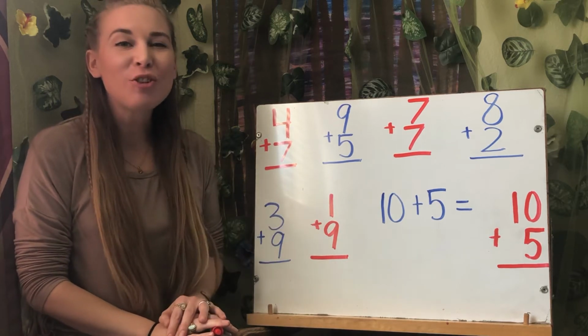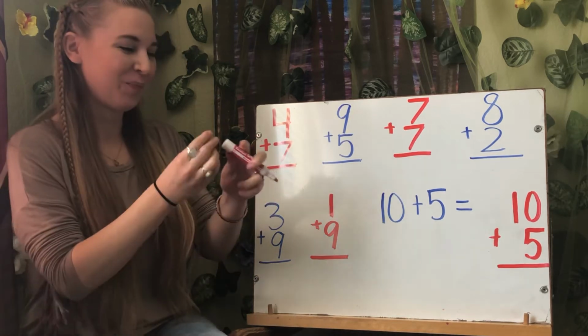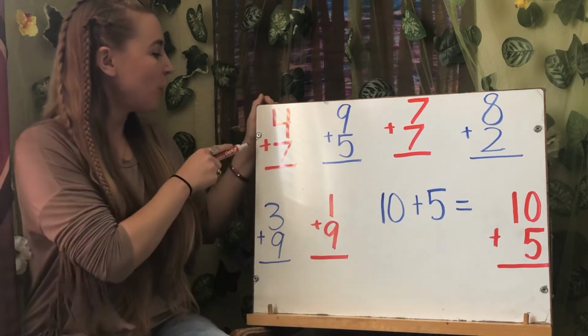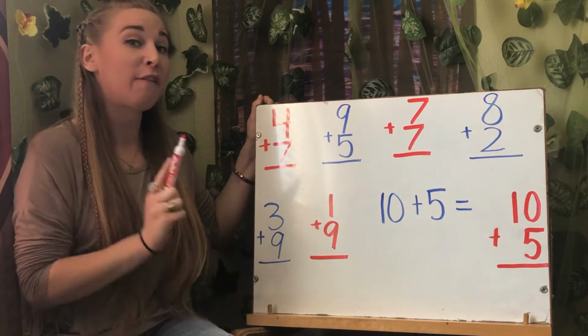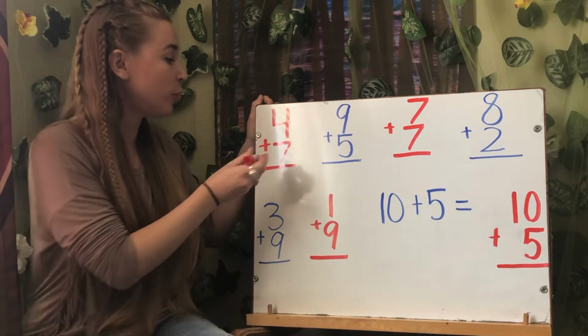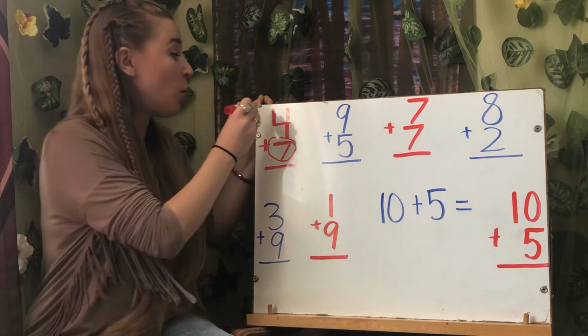Let's solve some addition problems using our touch points. Let's get started. Over here we have 4 plus 7 and then the equal sign. The first step, remember, is to circle that big number and then add touch points to the small number.